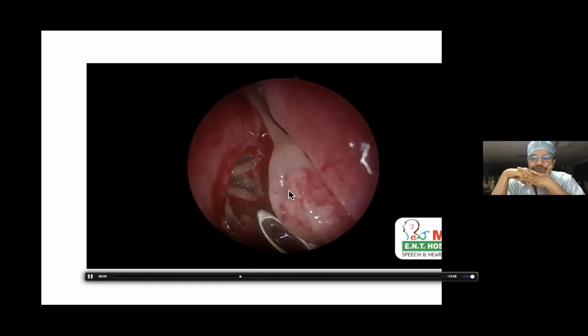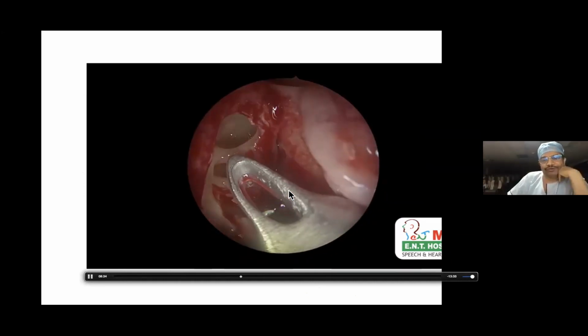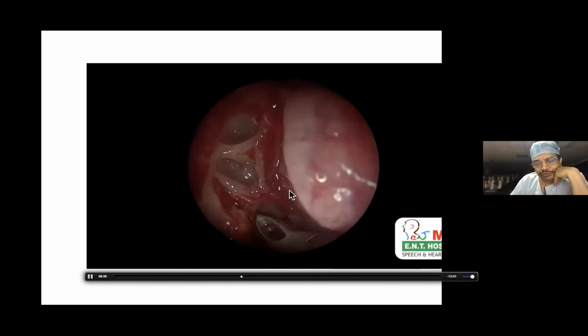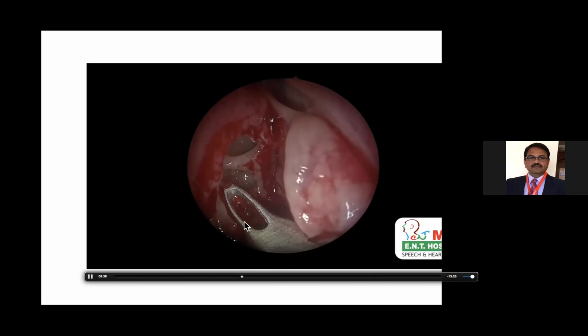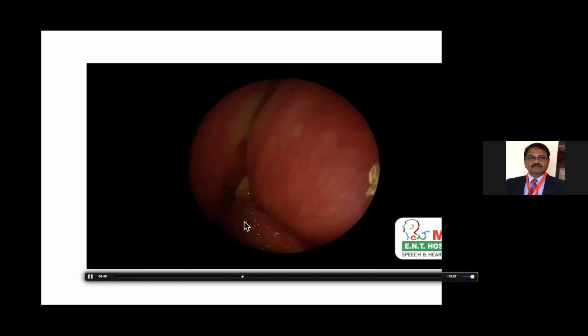That is a through cut. If you use more of through cuts, this small piece of bone is left out in the nose.